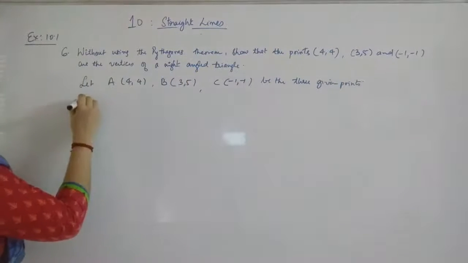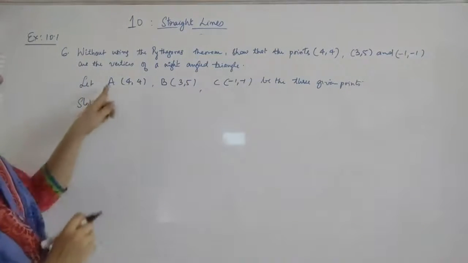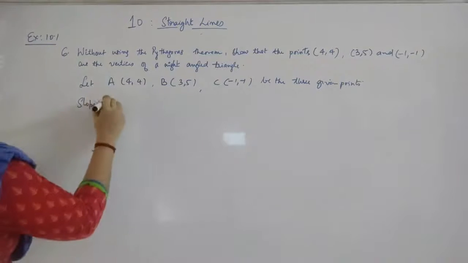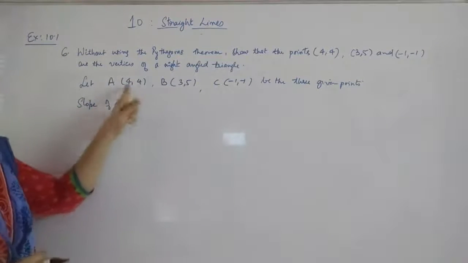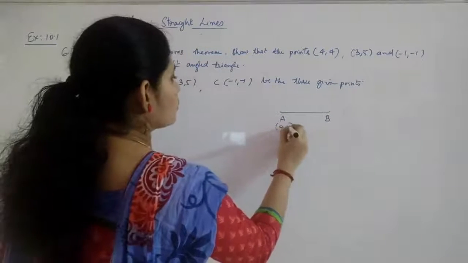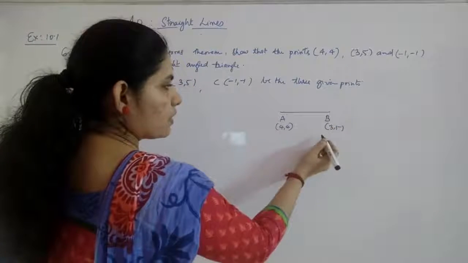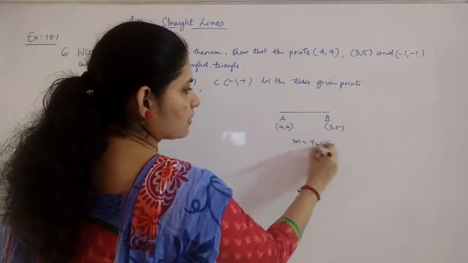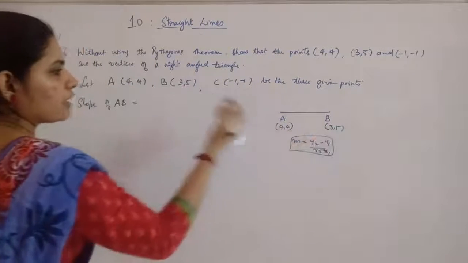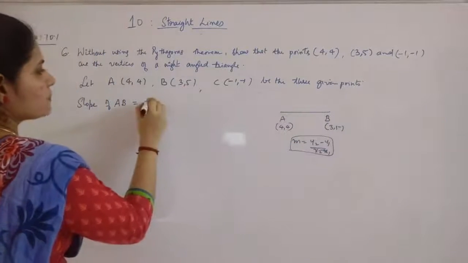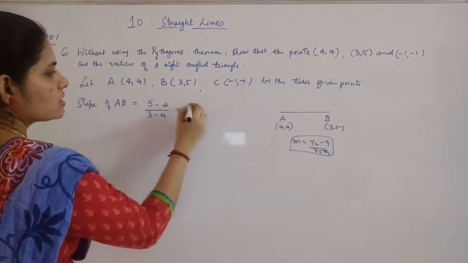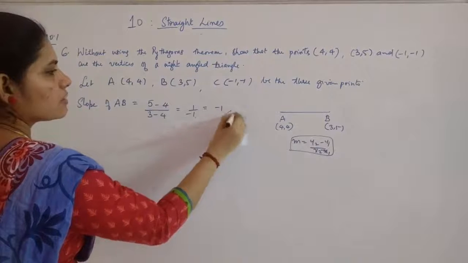Now what we are doing is finding out the slope of each line, that means the slope of line AB, slope of line BC and slope of line AC. Slope of AB: if you have 2 points, what will be the slope of that line? Since this is your (4, 4) and this is your (3, 5), slope is found by y2 minus y1 by x2 minus x1. So when you substitute, you get 5 minus 4 divided by 3 minus 4, which is 1 by -1, or you can say -1.